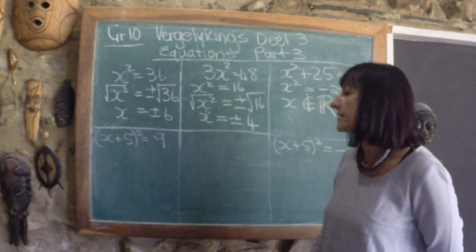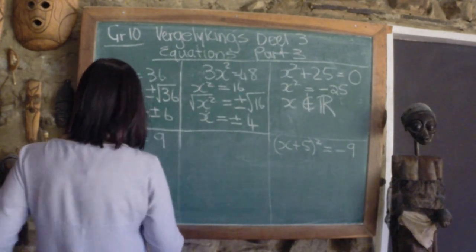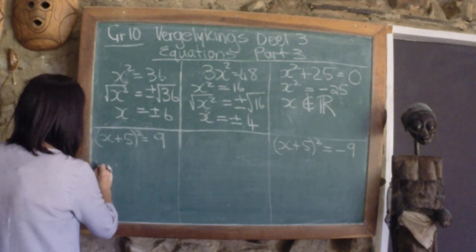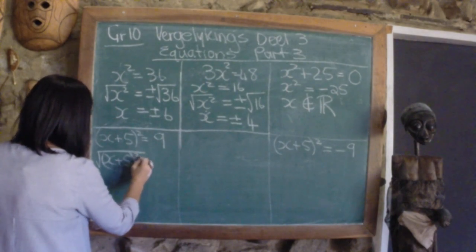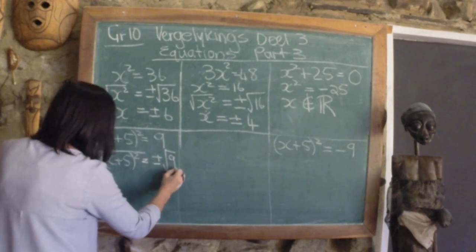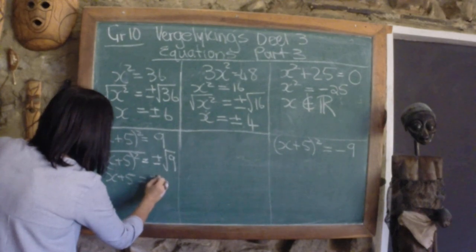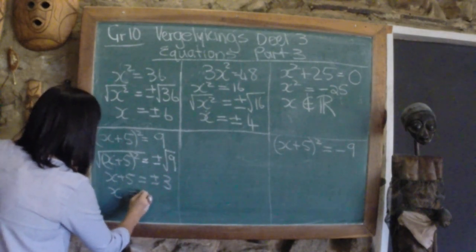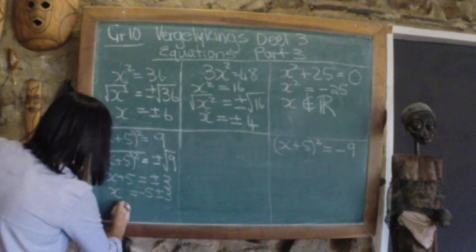Hierdie kant, there's again 2 ways of doing it. The shortest way by getting the square root on both sides. So if you get the square root on both sides, remember the plus minus in front. Dan het ek x plus 5, wat gelyk is aan plus min 3, en ek kan net 5 oorvat, so dan het ek minus 5 as ek hom oorvat, plus min 3, en dit gee vir my 2 antwoorde.